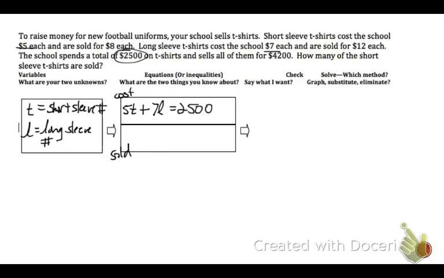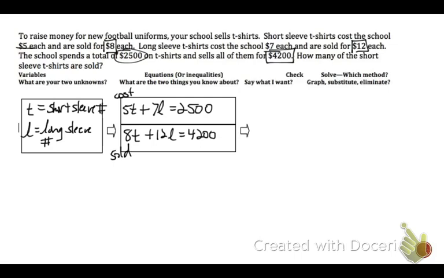Now with our sold equation, the short sleeve are sold for $8. The long, so I'm going to box that in, the long sleeve are sold for $12. So we'll add that. And then we are told that once all of them are sold, it's $4,200. So now we have our two equations. It's not a range, it's just equaling those amounts.